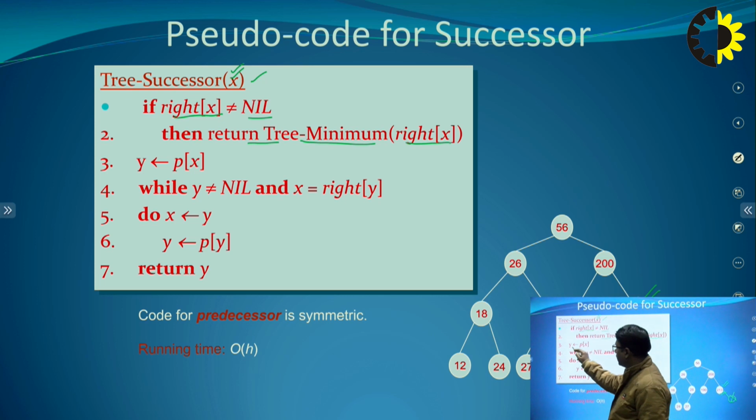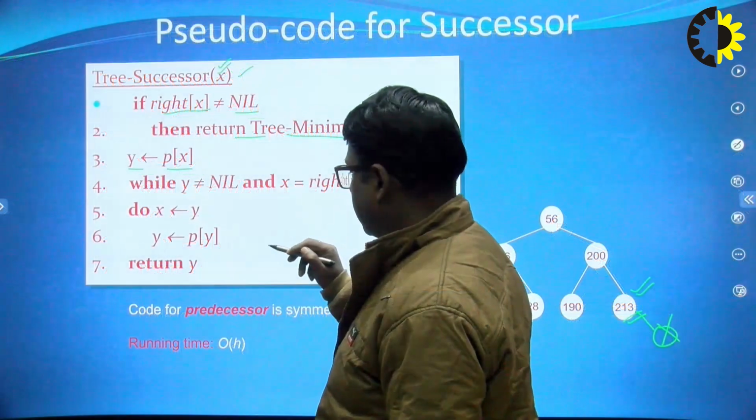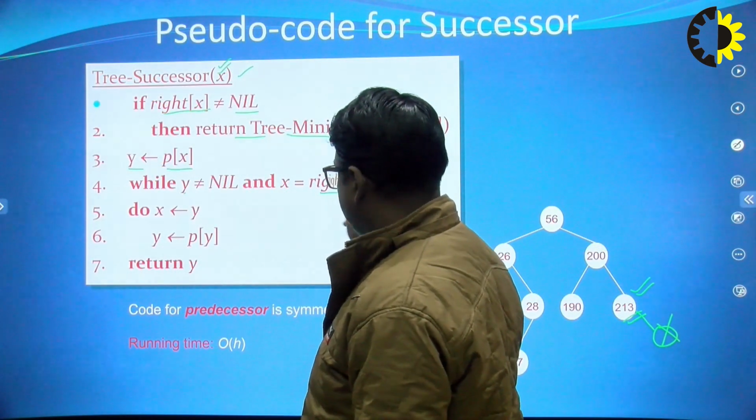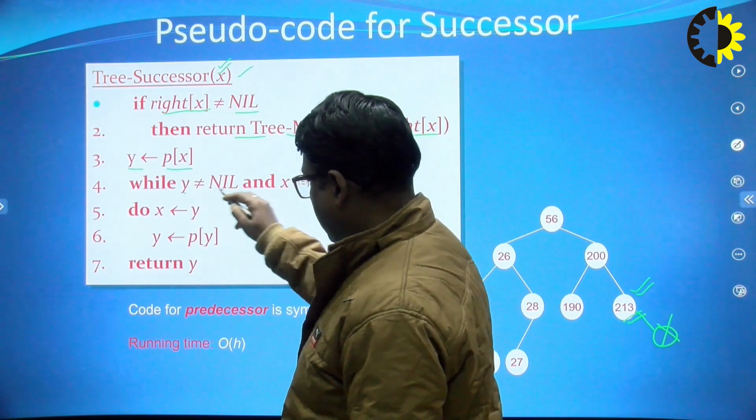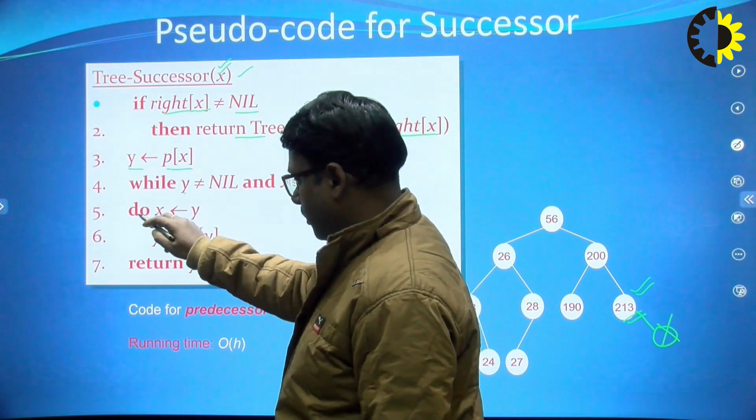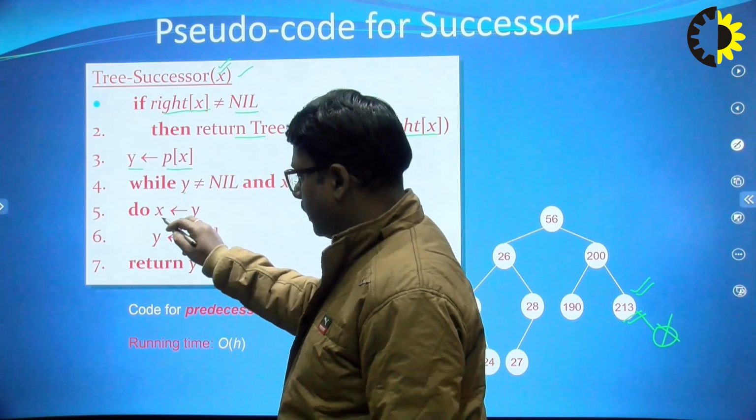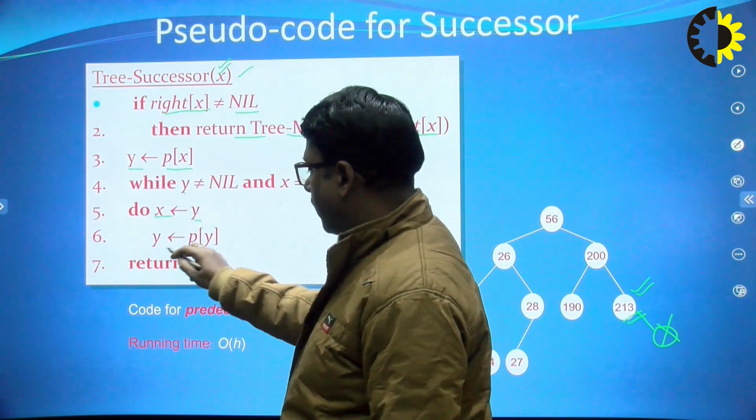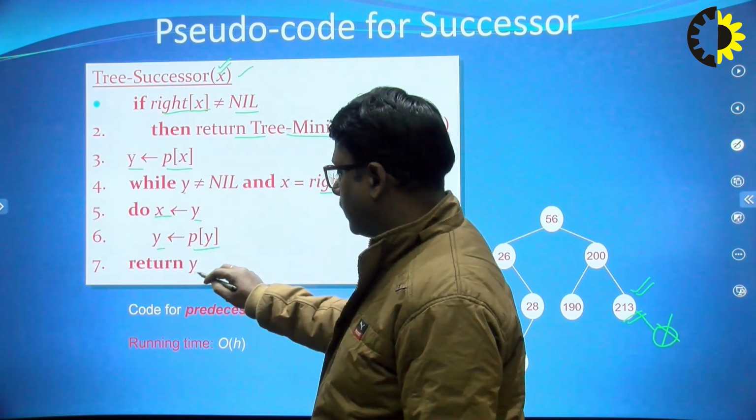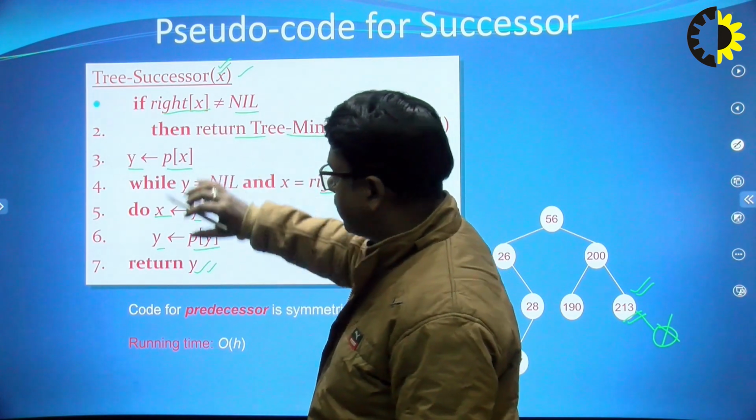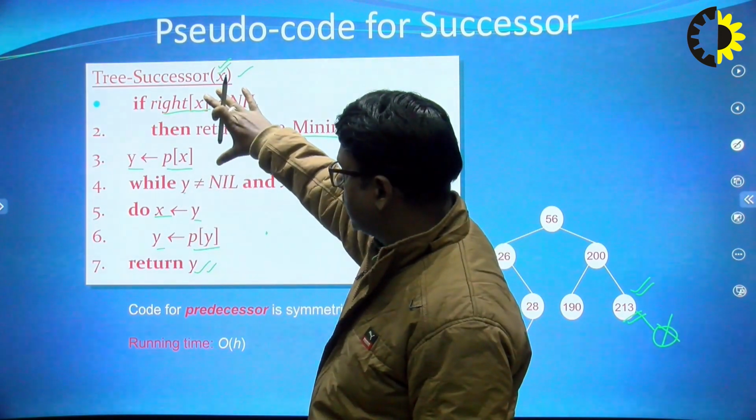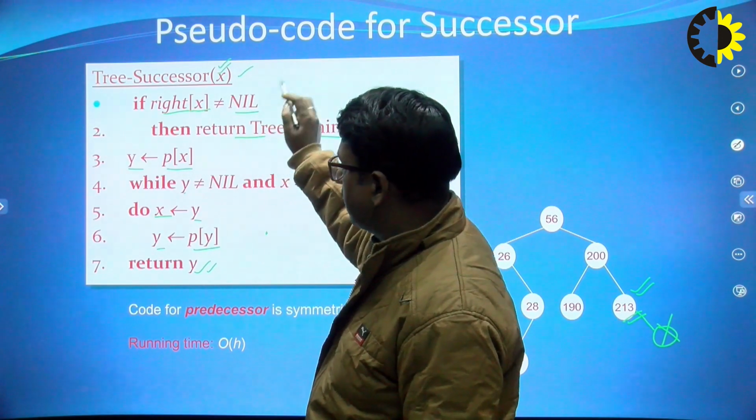And we assign into y the parent of x, the value that is to be searched. The next step is: while y is not nil and x is equal to right of y, we assign y into x, and y is equal to p of y, and return y. So there are two steps. The first step is this one: we have to check that the right subtree is not nil.